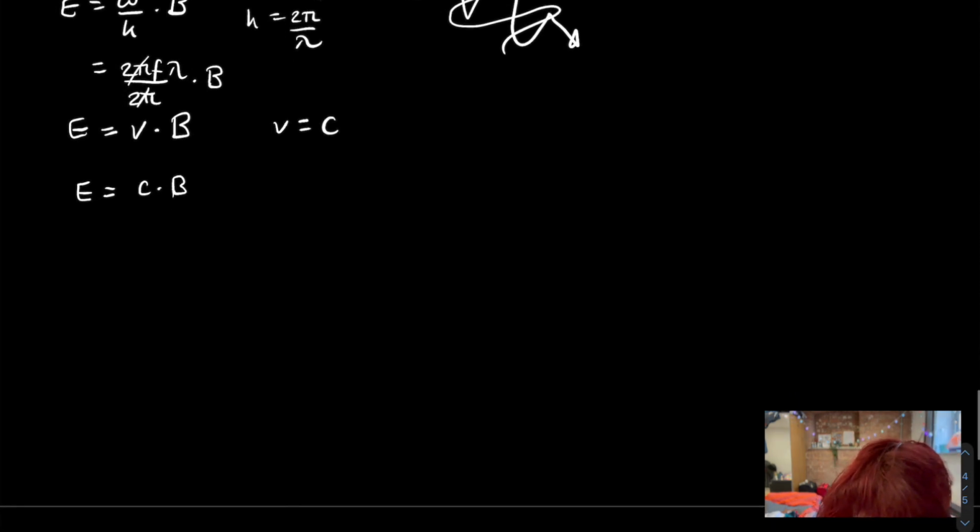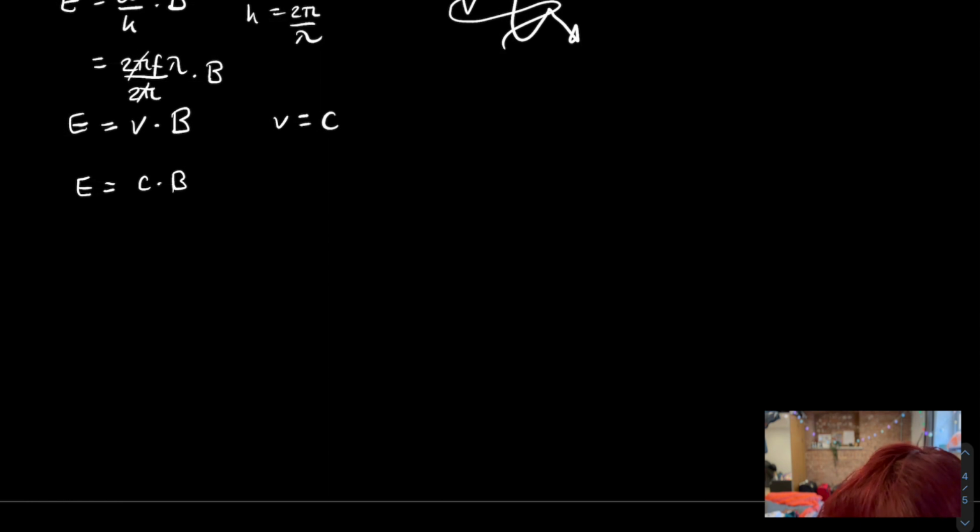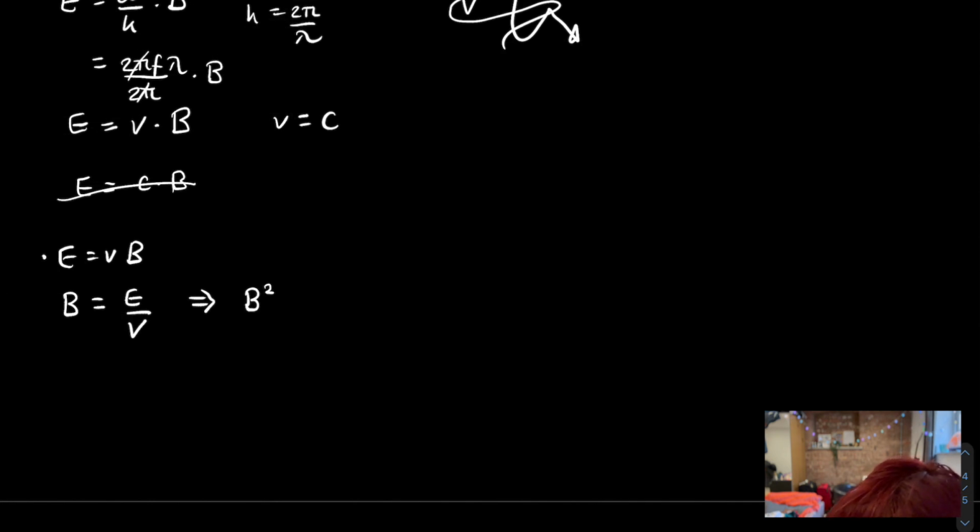Now, from here on, we are going to assume that we are in a material. So rather than using E equals c times B, we are going to assume that the velocity v right here is going to be less than the speed of light. So we are going to make this as general as possible, and we're going to say that we are in a material. So if we go ahead and take this equation, we're going to get E is equal to v times B. What I'm going to do is rearrange this for B. So I'm going to get B is equal to E divided by v right here. And if I simply square this equation, I'm going to get B squared is equal to E squared divided by v squared. Now, this might seem arbitrary, but you'll see what I'm doing in a moment.